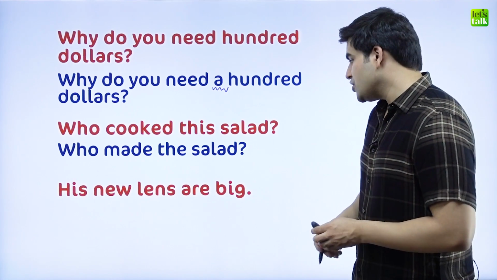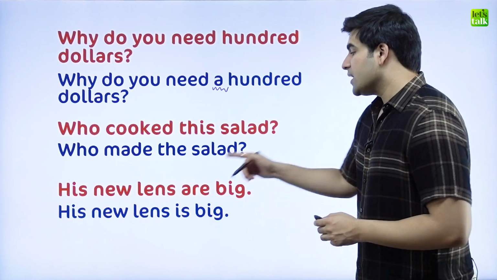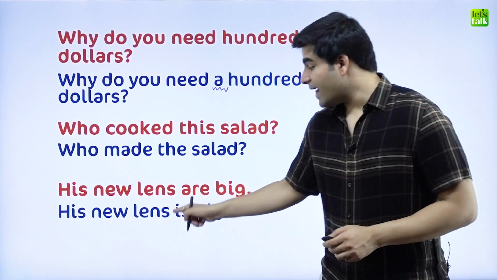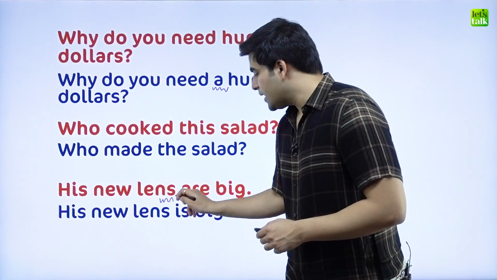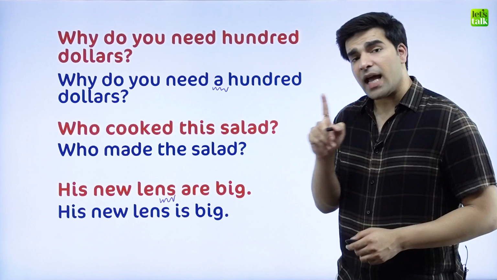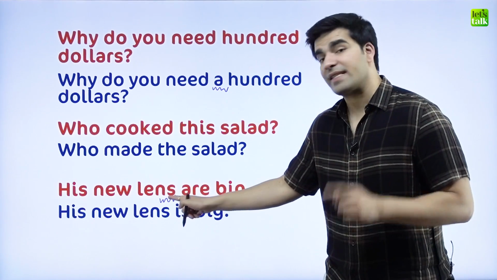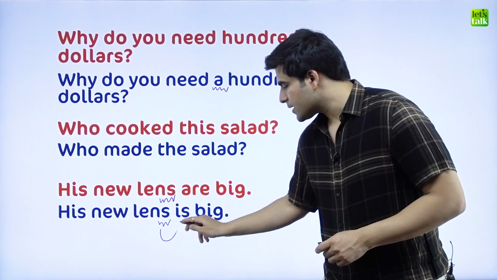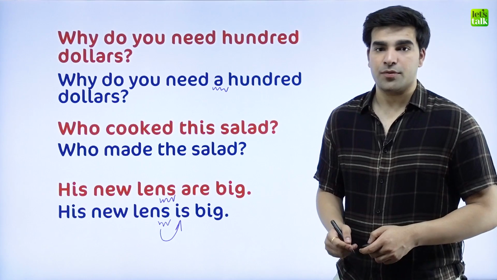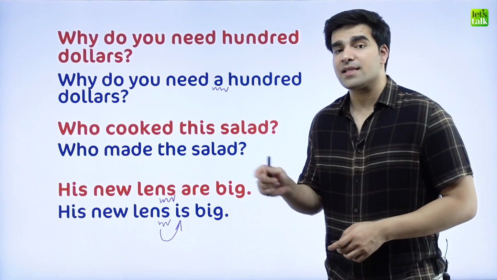Next is his new lenses are big. It changes to his new lens is big. If you see here, his new lens, lens is one word. And with one word, we don't use S. I'm afraid I said lenses before. It is lens. And therefore, with lens, it is is that we use. Yeah, because it is one word. Lens. A pair of lenses, then it's going to be different.